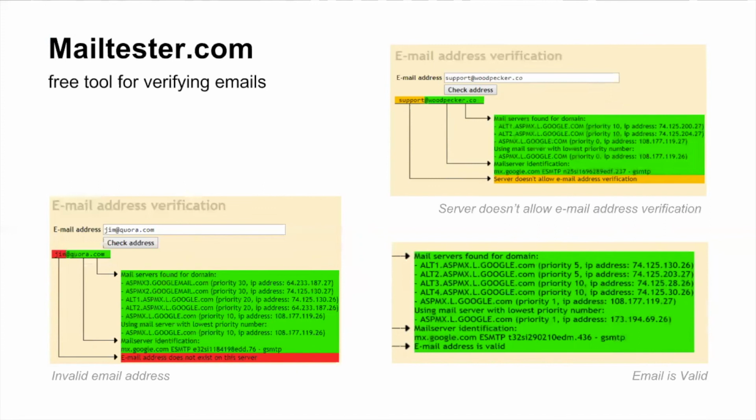MailTester looks up the SMTP servers responsible for the email address and tries to establish a connection. It sends several commands almost as if the email is going to be sent. When enough information is gathered, the connection is aborted and you are presented with the results of your verification.